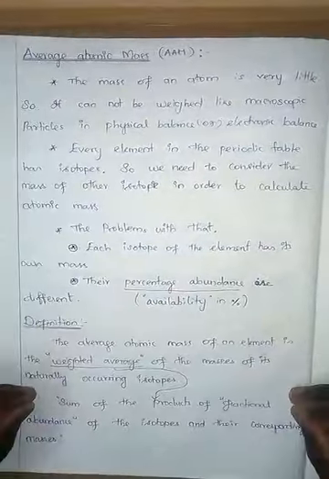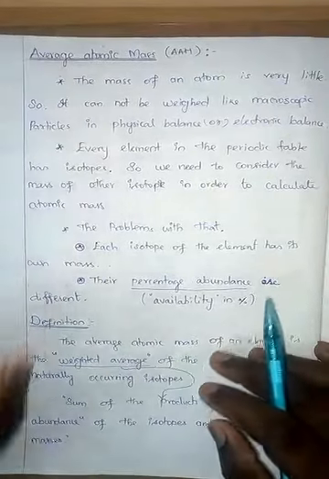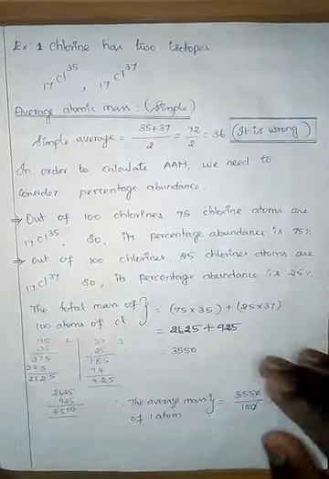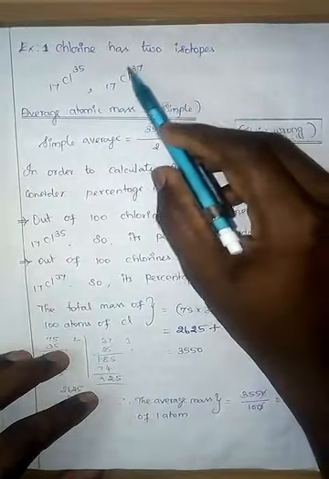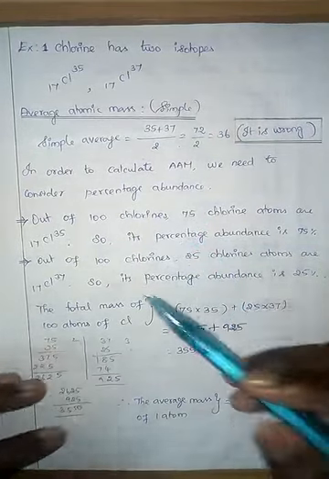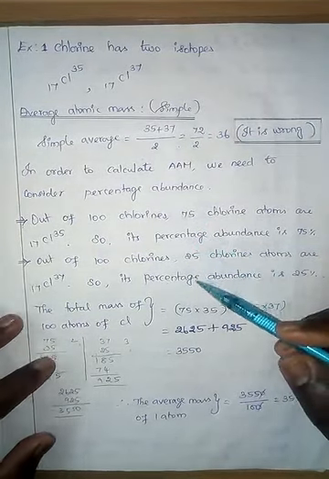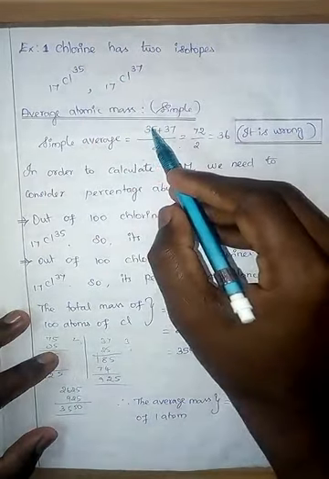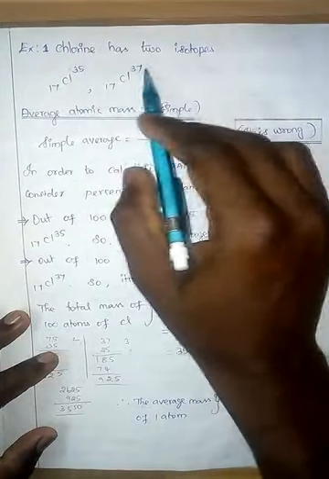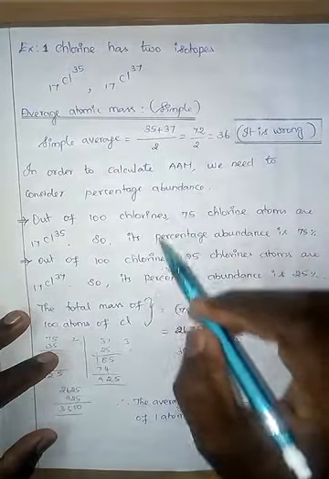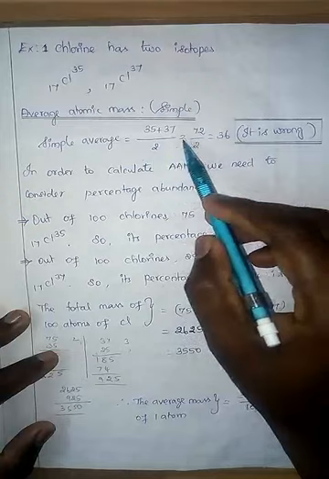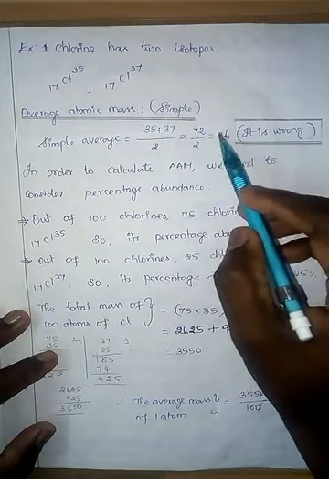Before we go to the definition, let us know what is called average atomic mass. Let's go to the first example. Chlorine has two isotopes, 17 chlorine 35 and 17 chlorine 37. As students, we know how to calculate the simple average. You add the two numbers and divide by the total numbers. Two numbers we have. So 35 plus 37 divided by 2 is equal to 72 by 2. So the answer is 36.